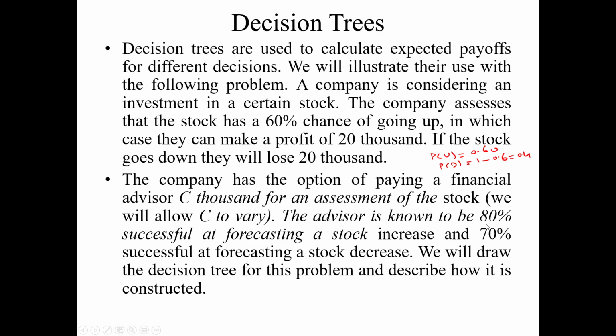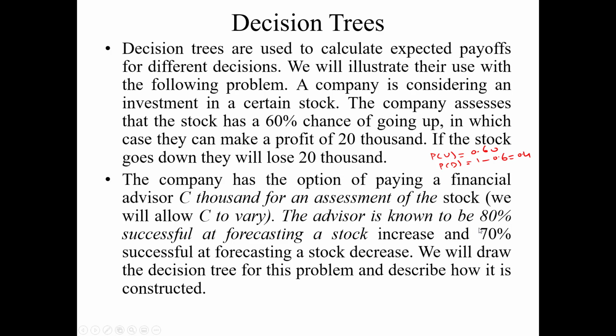The advisor is known to be 80% successful at forecasting a stock increasing. So I mean, this is the expertise of the advisor, and he is 80% successful. The advisor says that there is an 80% success chance that the stock will be going up, and 70% successful at forecasting a decrease. And when he forecasts that you need not invest, the probability of success is 70%. We will draw the decision tree for this problem and describe how it is constructed.